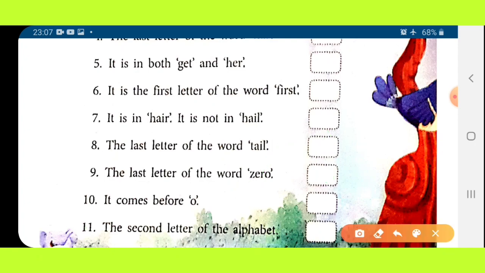Very good. After then, the question number 10 is, it comes before O. Tell me fast, what comes before O? Yes, this is the right answer. N. M, N, O, means before O, N comes.